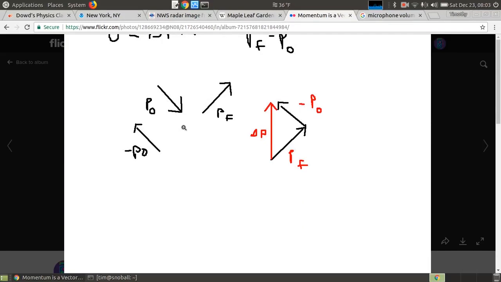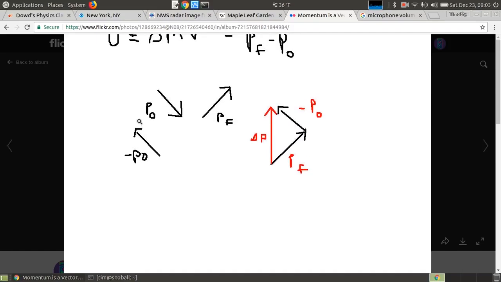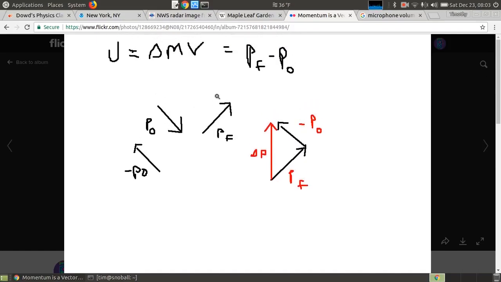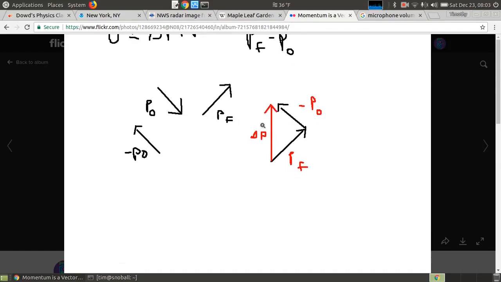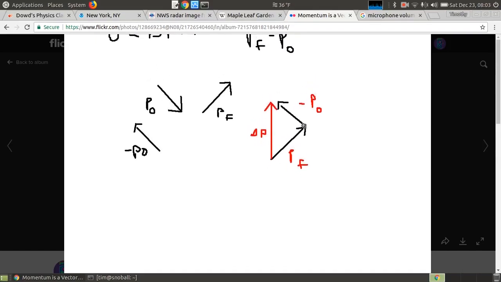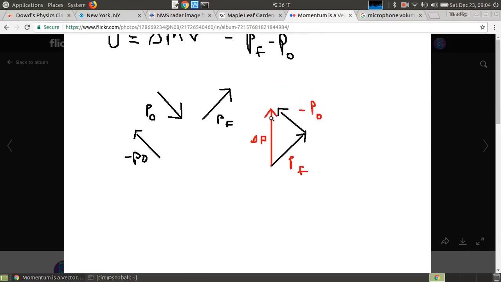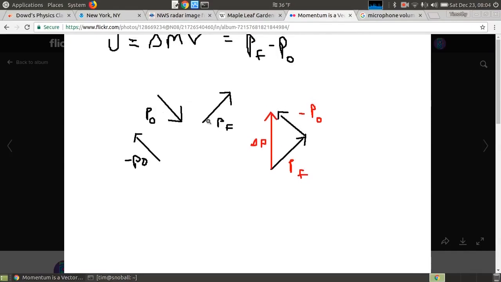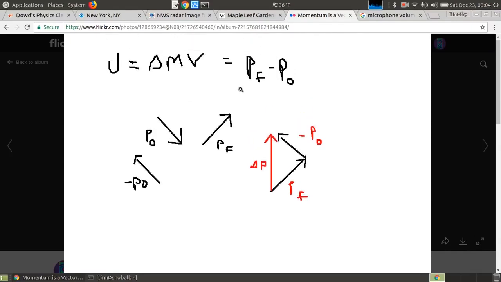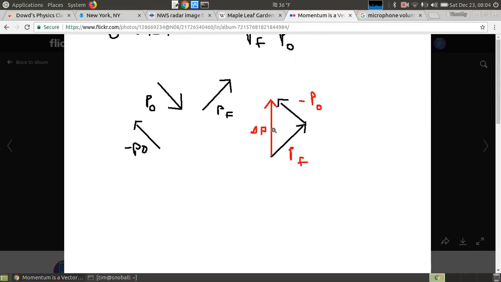We have PO going down and to the right. The opposite of PO, negative PO, will be parallel to PO, but going in the other direction. So if we want to do PF minus PO, we reverse PO, and then we add PF and negative PO head to tail. So there's PF, there's minus PO. When we draw the resultant vector from the tail of PF to the head of negative PO, we see that the change in momentum, delta P, is up. So, not surprisingly, when you have something going down and right, and then later it's going up and right, the right part hasn't changed, just the up part did. And that's what this picture is showing us.